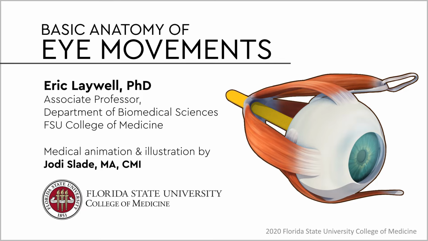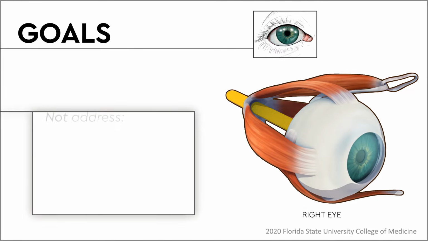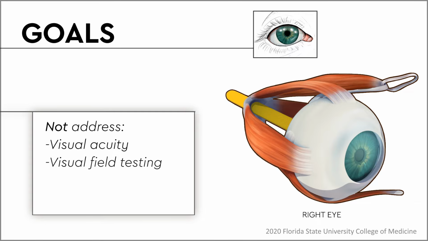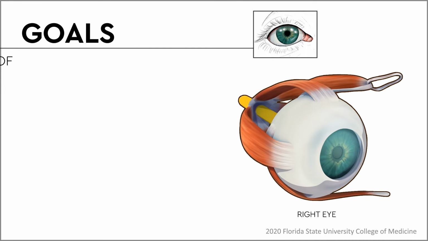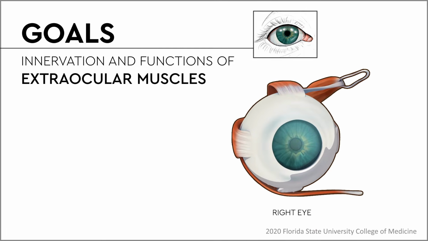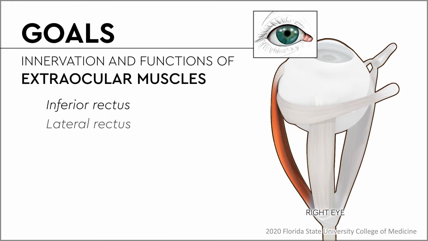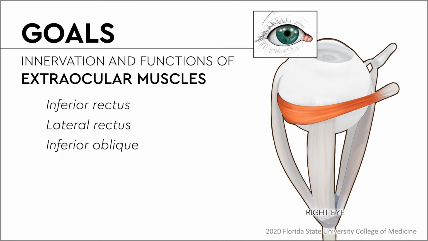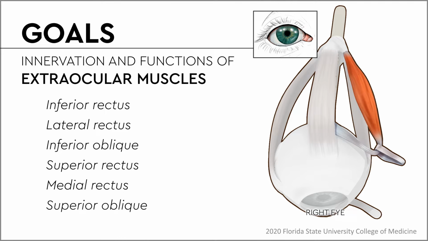In this video, we will go over the basic anatomy related to the clinical assessment of eye movements. Since we will not address visual acuity, visual field testing, visual reflexes, or autonomic innervation to the eye, we will concern ourselves only with the innervation and functions of the 6 striated extraocular muscles responsible for positioning the eyeball: inferior rectus, lateral rectus, inferior oblique, superior rectus, medial rectus, and superior oblique.